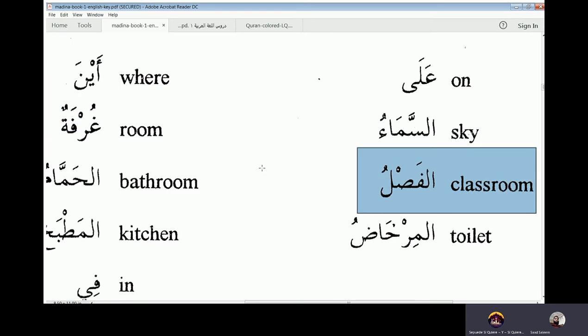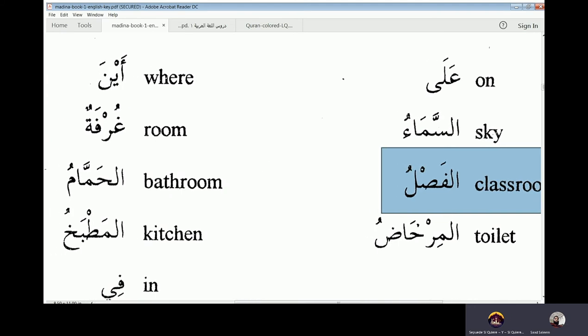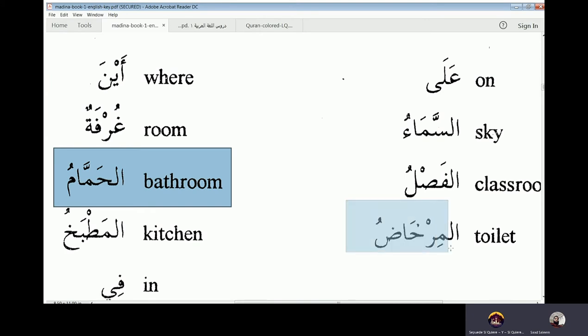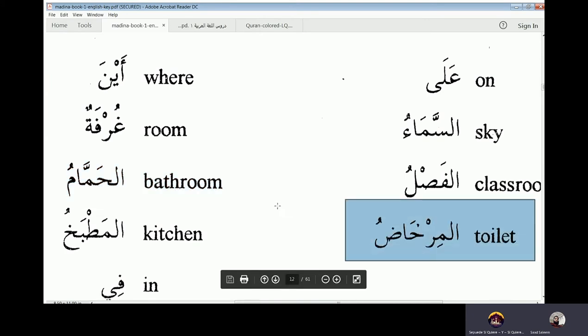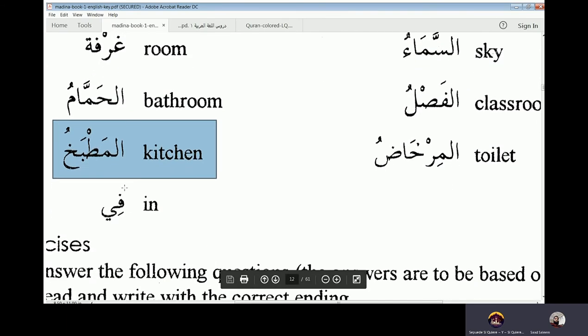Al classroom. Al faslu, bathroom. Al hamamu, toilet. Al mirhas, kitchen. Al matbahu. In, fi.